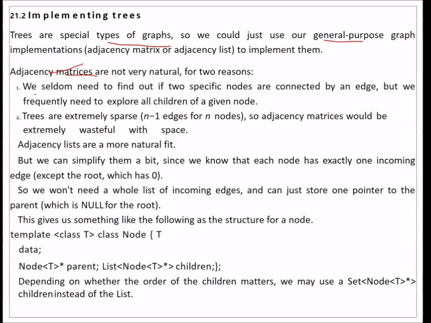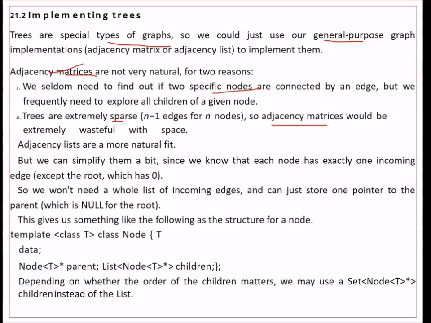Why? Because we seldom need to find out if two specific nodes are connected by an edge, but we frequently need to explore all children of a given node. And also, trees are extremely sparse. There are n-1 edges for n nodes. So this adjacency matrix could be an extreme waste of space.